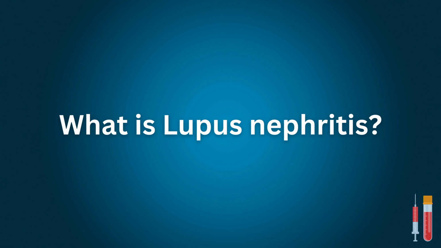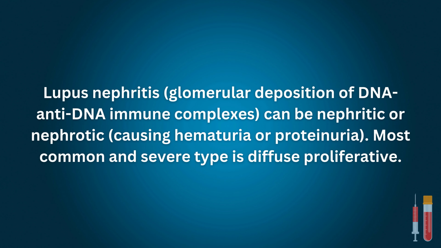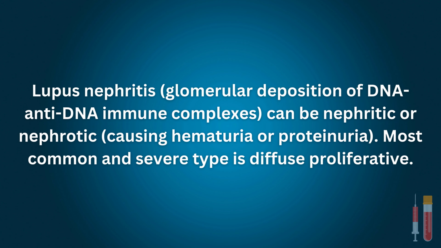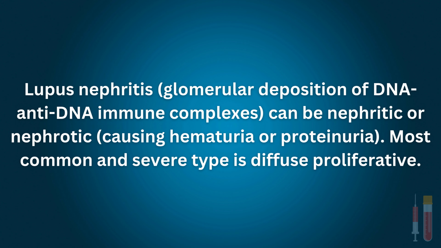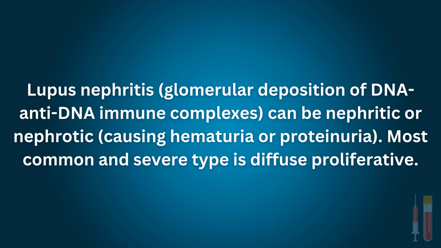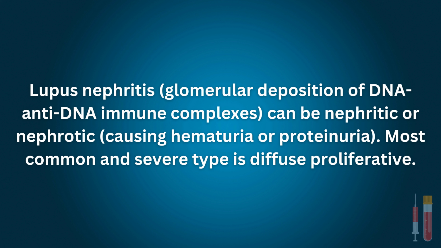What is lupus nephritis? Lupus nephritis occurs due to the deposition of immune complexes consisting of DNA and anti-DNA antibodies in the glomeruli, leading to nephritic or nephrotic syndrome. In nephritic syndrome, we can see hematuria, while in nephrotic syndrome, we can see proteinuria. The most common and severe type of glomerulonephritis is diffuse proliferative glomerulonephritis.